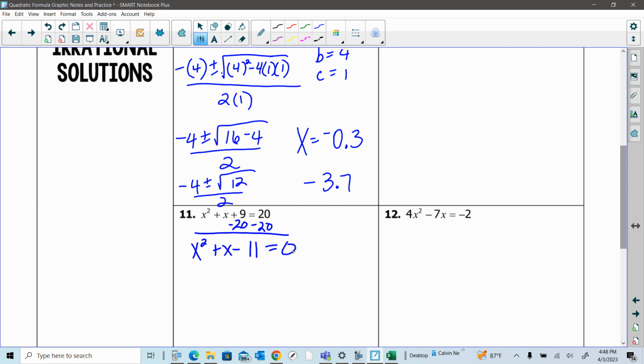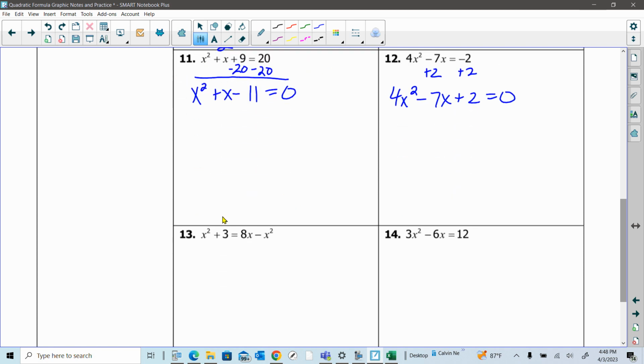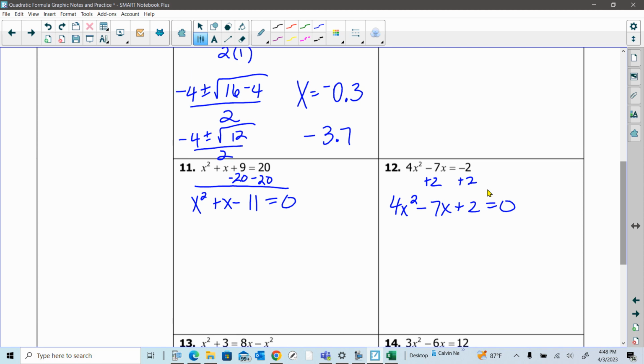Plus x minus 11 equals 0. On 12, to make that negative 2 a 0, you would now make that plus 2. So there's no like term, so you're just rewriting in standard form: x squared minus 7x plus 2 equals 0. So that gets you on the right track. I want you to make sure you get these set up, and we will go over these and check your answers for 10 through 14 in class.